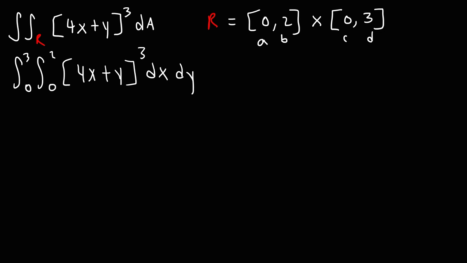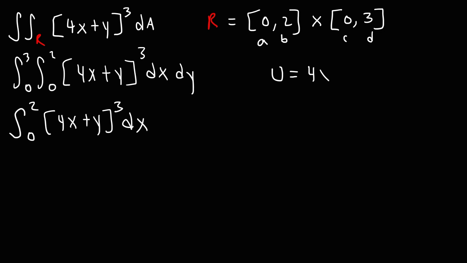So now go ahead and finish this problem. Feel free to pause the video and work on it yourself, and then play it once you have the answer. So let's begin with the integral on the inside. That is the integral from 0 to 2 of 4x plus y raised to the third power times dx. Now let's use U-substitution for this problem. So we're going to say that u is equal to 4x plus y.